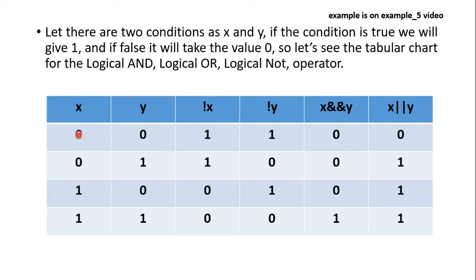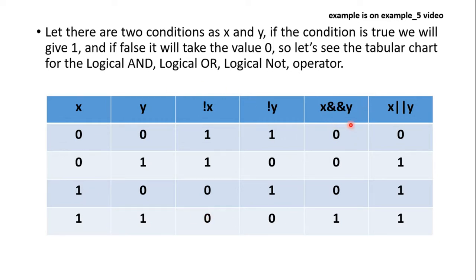First of all, x is 0, so not x is 1. y is 0, so not y is 1. So this follows 0, then here 1, 1, here 0, 1, 0, 0, 1, 1, 1, 0, 0. So this is so simple.